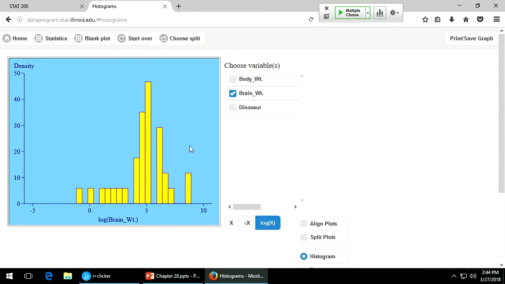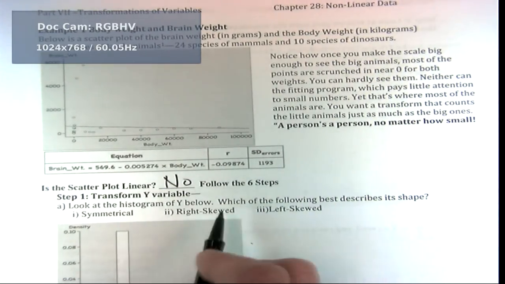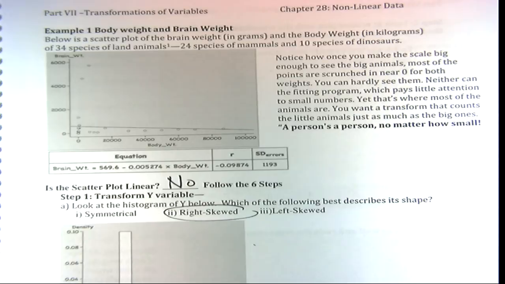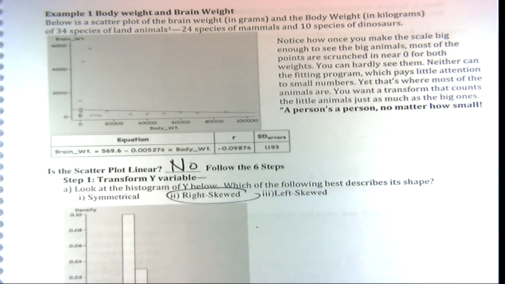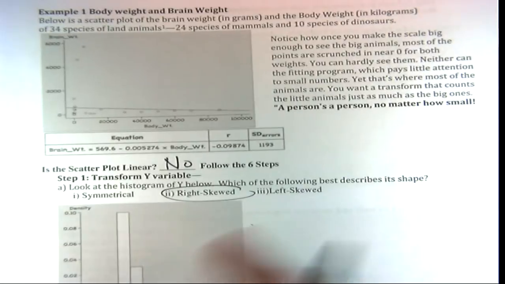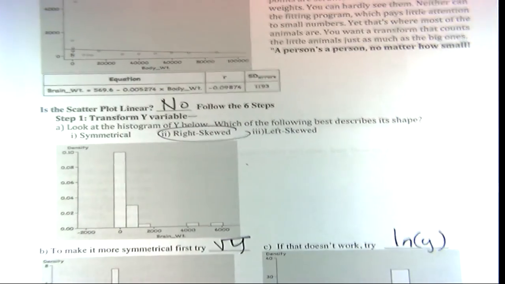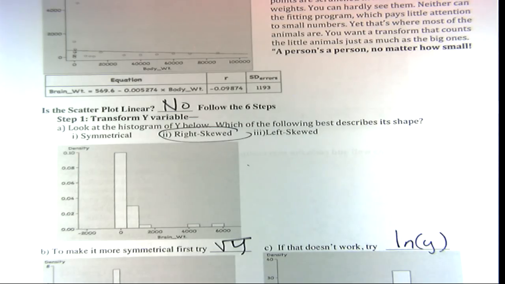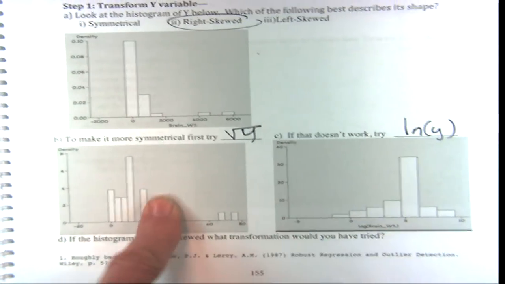Okay, so let's fill that in on our document camera. We have right skewed, and to make it more symmetrical, we're first going to try the square root of y. And if that doesn't work, we're going to try the log of y. That's what we did, and that's what it looked like. Depending on how you bin it, I did different bins here, but it looks better than that one.